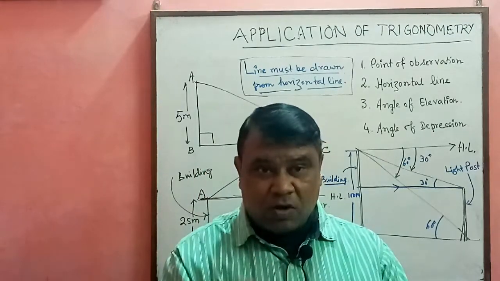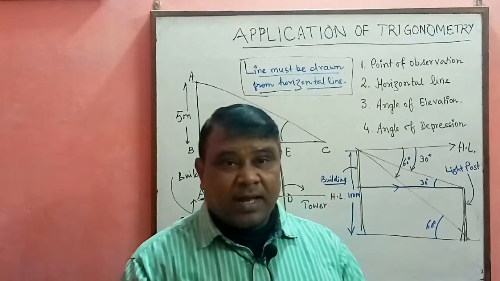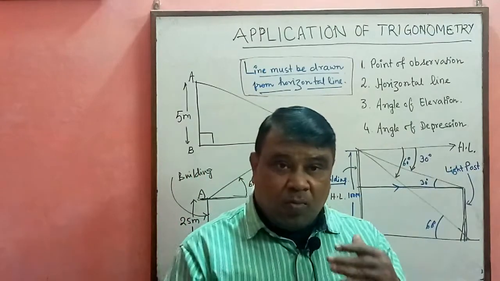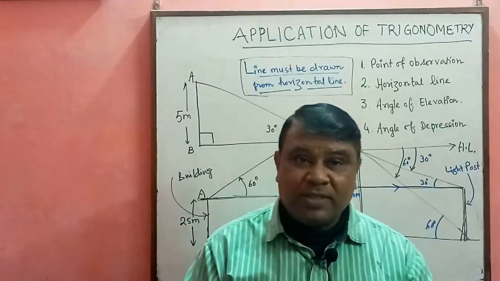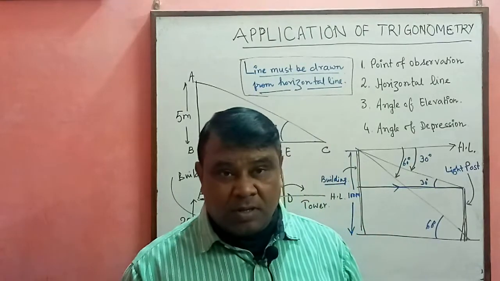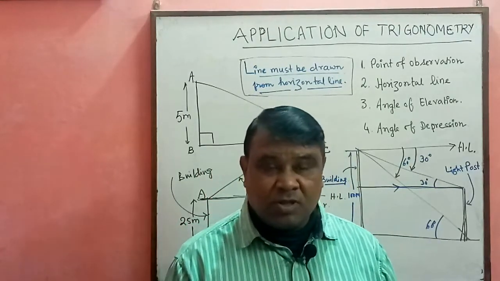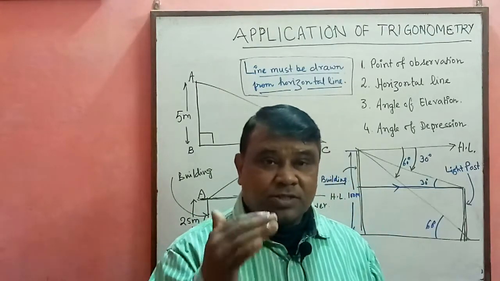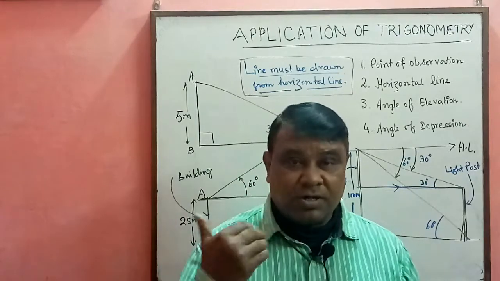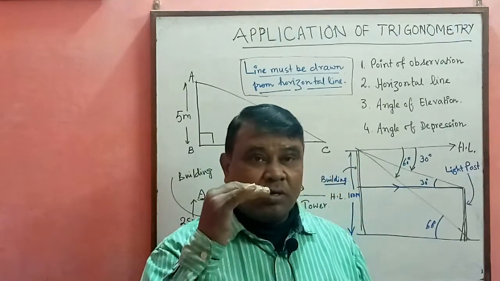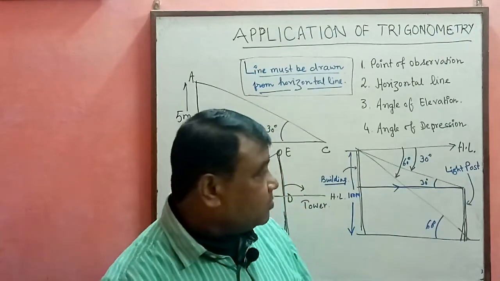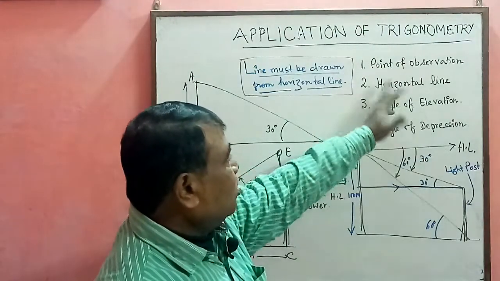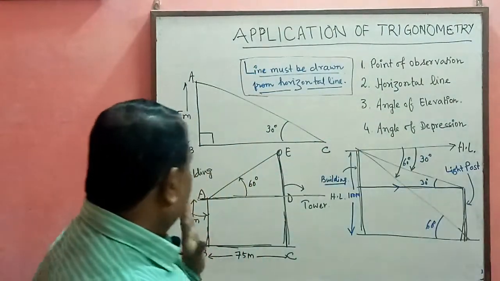Whenever I draw the angle, whether it is angle of elevation or angle of depression, we have to draw the angle with the horizontal line. Because when we have the vision, whenever we consider the angle, whether it is elevation or depression, it will be drawn with the horizontal line. So basically we have to remember these points. Point of observation, like here.